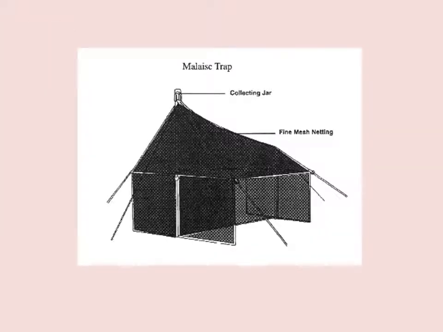Now, see here, at the topmost part is the collecting jar. While in the other traps, when we were discussing, you must have noted that the collecting jar is at the bottom. So, it's just a tent kind of structure, this malaise trap. It's a net, the insects enter inside, and as they try to escape, they move upwards, and while moving upwards, they are trapped in the collecting jar.